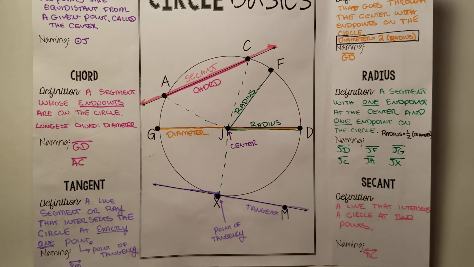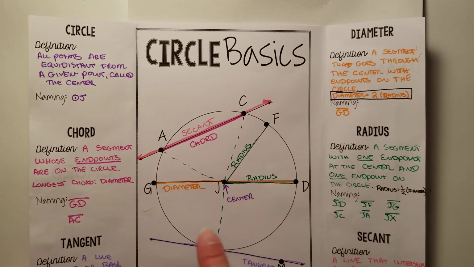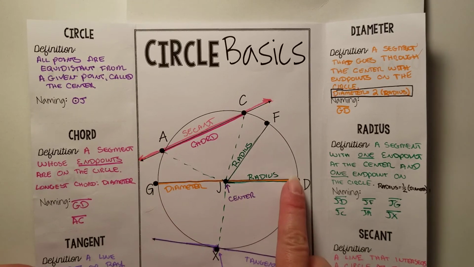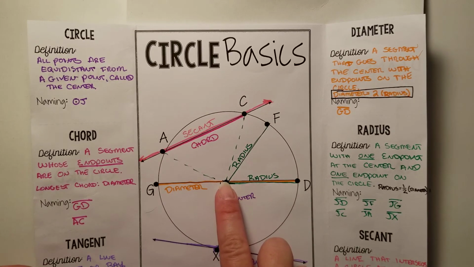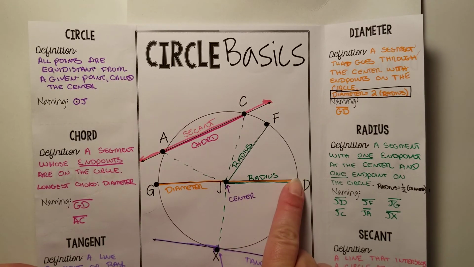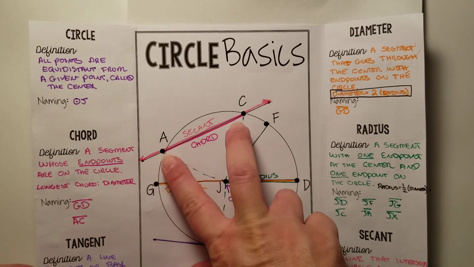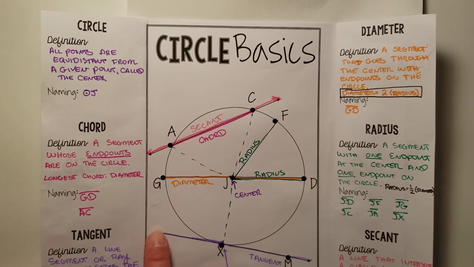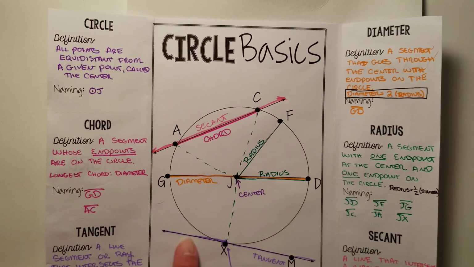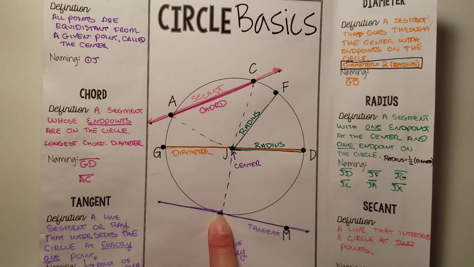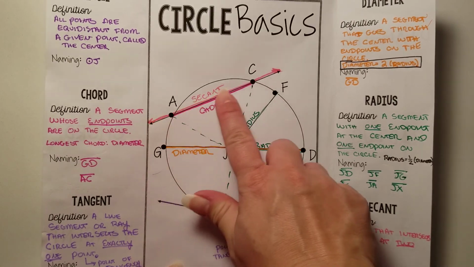So these are the basic vocabulary words that you need to know. Again, we have the circle, we have the diameter, which goes through the center with endpoints on the circle. We have a radius, which has one point at the center and then goes to an endpoint on the circle. We have our chord, where the two endpoints are on the circle. We have our tangent, which is a line or a segment that has one point on the circle. And then we have our secant, which is a line that's going through the circle.